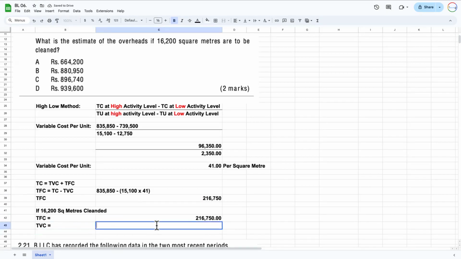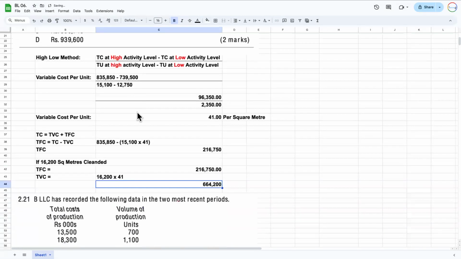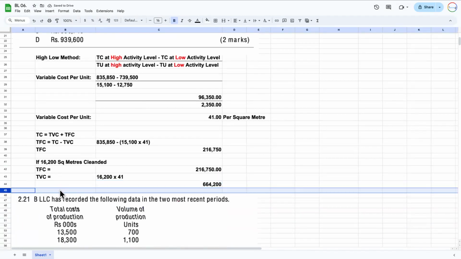How can we calculate that one? Very simple. We know 16,200 is the square meters we are going to clean. For 1 square meter, the variable cost is 41, right? So we can get the total variable cost, 16,200 into 41. It will be 6,64,200, right?